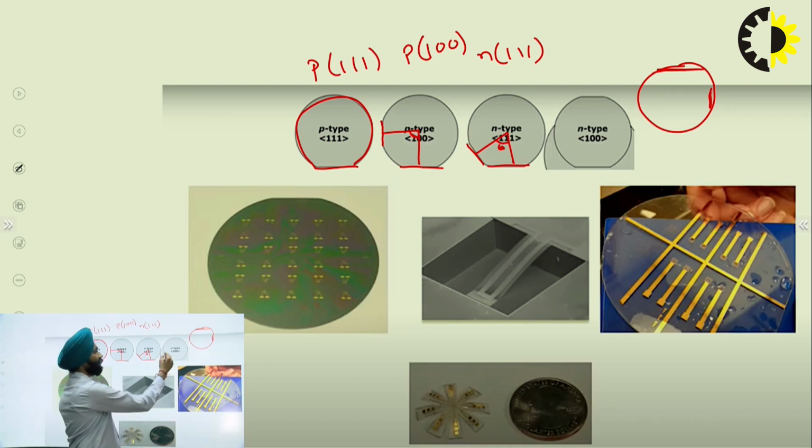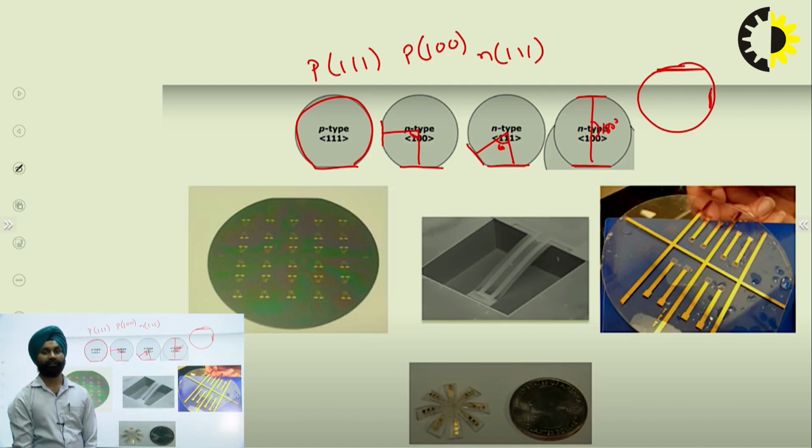Then there is an n type crystal which also has two cuts. One is at the lower and the other is at the end, and they are making 180 degrees between the two cuts. So these cuts show what the orientation of the crystal is and how we can use it.